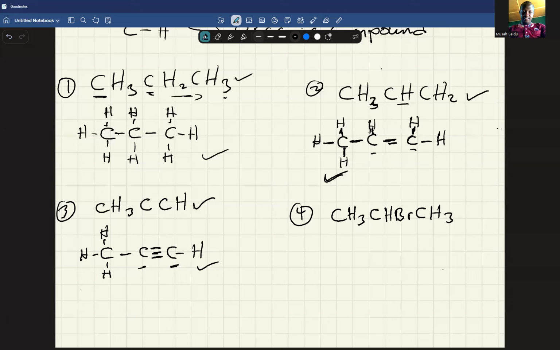Now my first C has 3 bonds, 3 H's surrounding it, which is bonded to the right to another C. And that C has 1 hydrogen and 1 bromine. And to the right, it is bonded to another C, which is bonded to 3 H. So that is my structural formula. The structural formula of this is that.